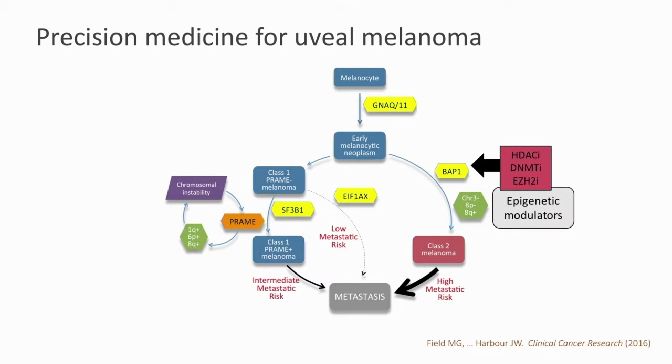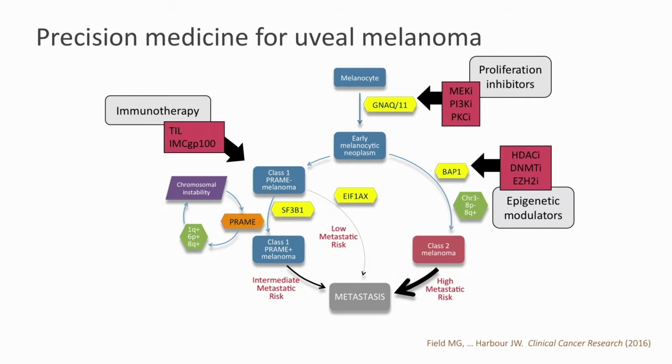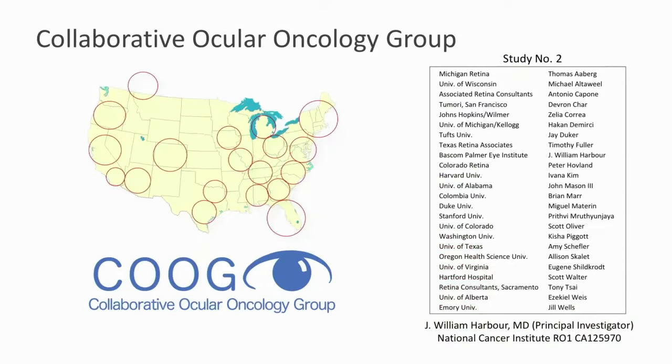So in summary, precision medicine in uveal melanoma really requires an understanding of the mutations that drive the cancer. We just talked about BAP1 and HDAC4 inhibition in particular, and epigenetic modulators in general. There are other mutations that can be targeted, the GNAQ family mutations and the SF3B1 mutations, perhaps with immunotherapy.